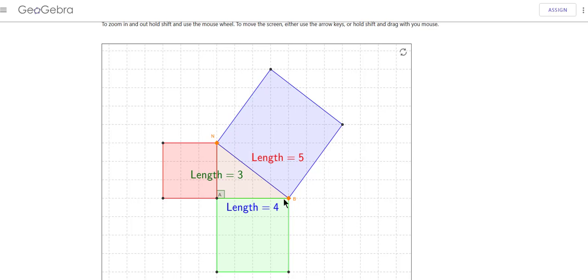So this is what we would call a primitive Pythagorean triple.